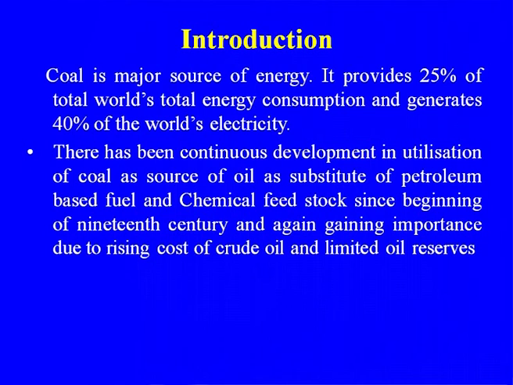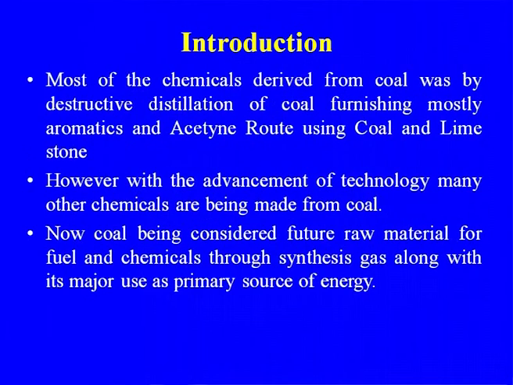and limited oil resources. Most of the chemicals derived from coal were by destructive distillation of coal, furnishing mostly aromatic and acetylene route using coal and limestone. However, with the advancement of technology, many other chemicals are being made from coal. Now, coal is being considered a future raw material for fuel and chemicals through synthesis gas, along with its major use as primary source of energy.